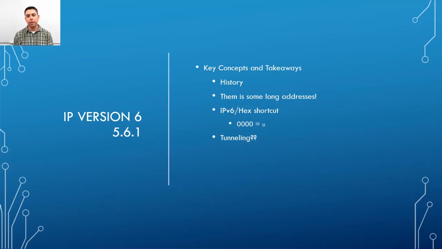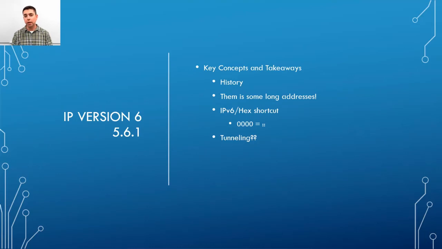And then the IPv6 hex shortcut, you'll want to remember, is that if there are multiple zeros between two octets, or not octets, but between two colons, they will just eliminate the zeros and have the colons next to each other.